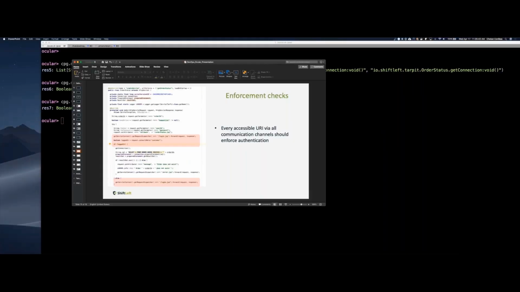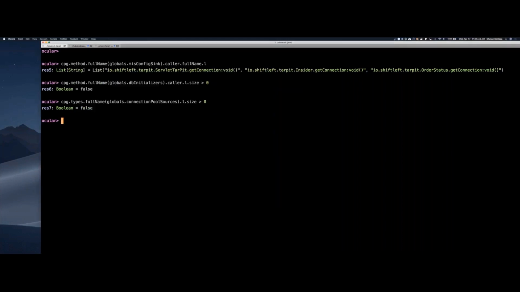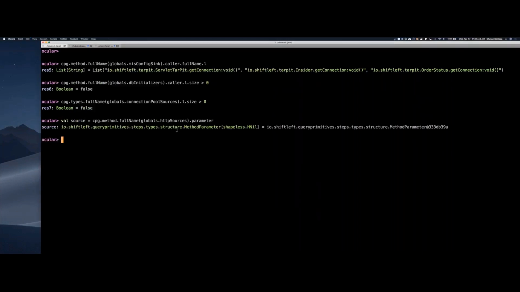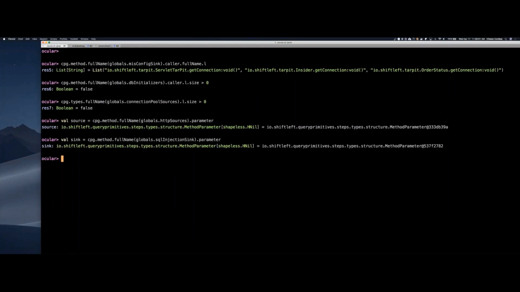So I'm going to conduct this simple inquiry using Ocular to identify, first of all, if we are receiving requests from external HTTP sources, and thereafter touching any database to conduct inquiries. And in this case, we have codified various types of database drivers under this global SQL injection sink. The next step I'm asking for is this condition.